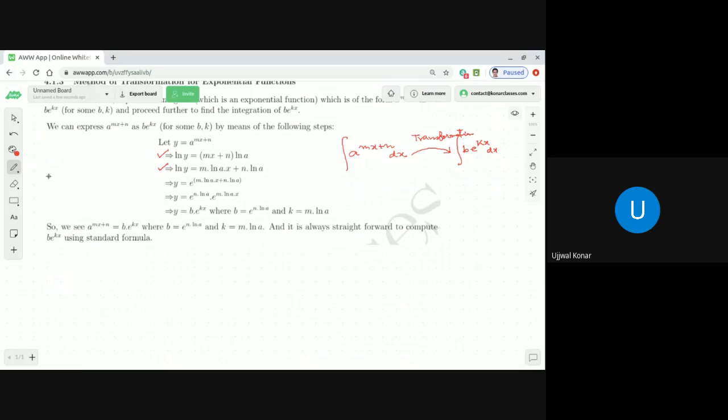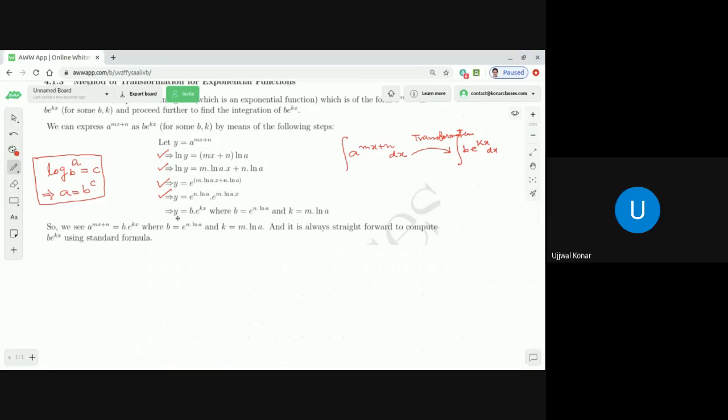Correct? Why? Because if you recall, log a to the base b is equal to c implies a is equal to b power c. So ln y means, if you recall, log base e. So y should be e power m into ln a into x plus n into ln a. That we can simplify. We can make it e power n into ln a into e power m into ln a into x. Clear or not clear, dear students? All of you got it?